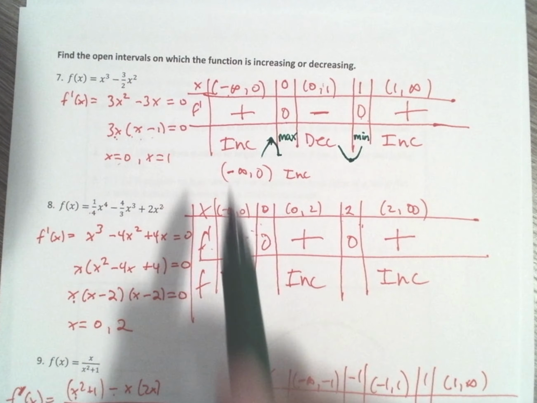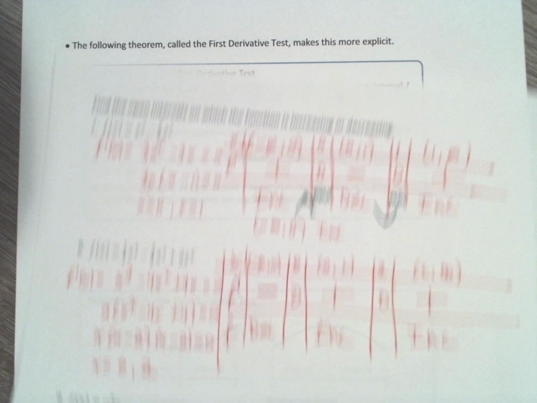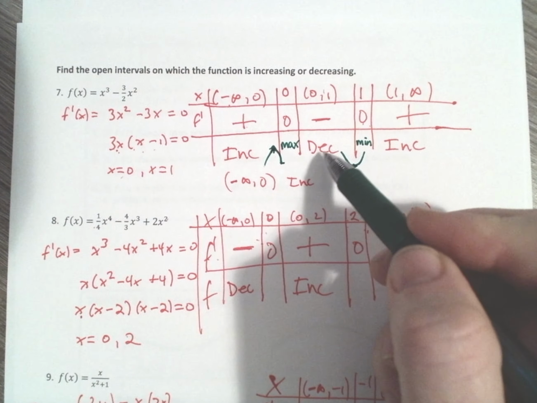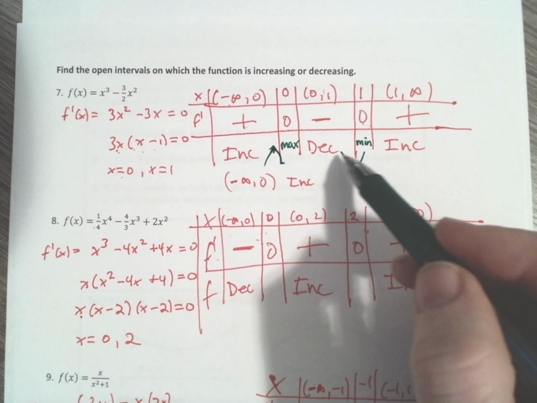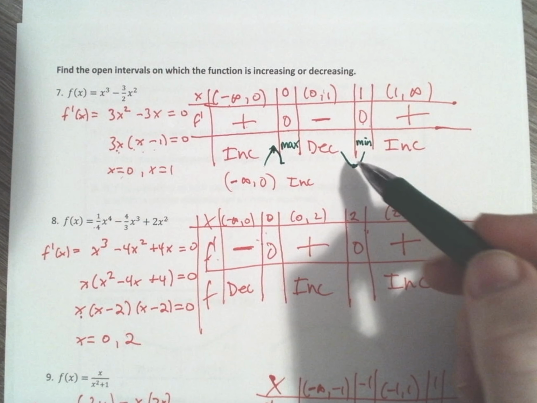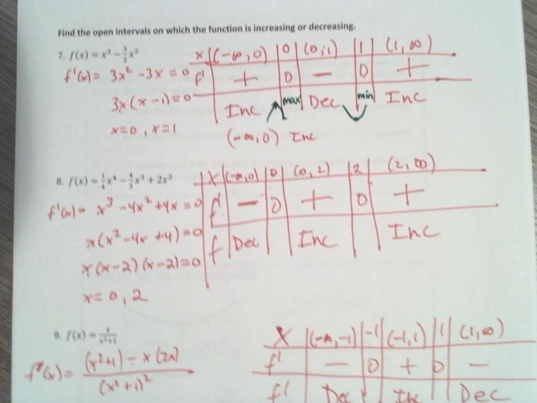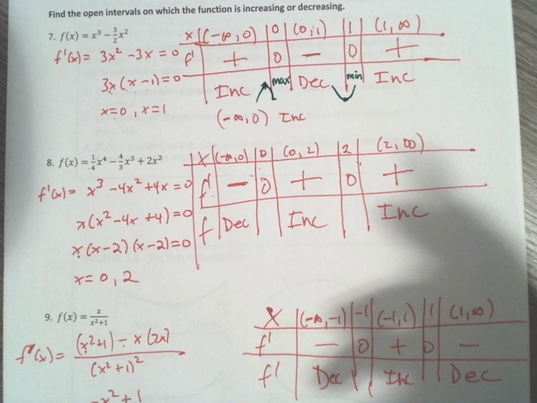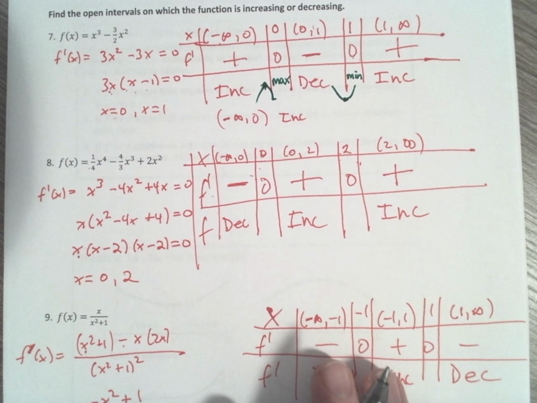You could memorize this little rule here from theorem 3.6, or we could just use common sense. Positive to negative means increase to decrease, so we are at a max. And negative to positive means decrease to increase, so we are at a min. So now let's look at number 8. Now this is only telling us the x values where the mins and maxes are, right? Not the y value. You'd have to plug back in to get the y values.